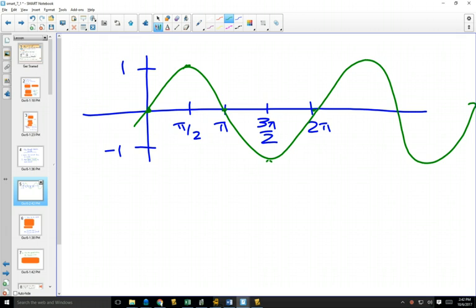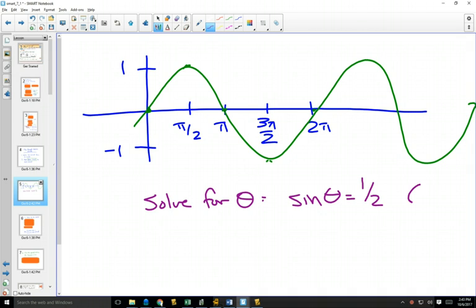So if you were solving this equation, solve for theta, sine of theta equals 1/2 over all the real numbers. What that would mean graphically is on our graph, we would have to find out where 1/2 is. It's right here. If I draw a dotted line across here, and I imagine that dotted line going on forever, how many times would it intersect our sine graph? An infinite amount of times. What's this first time that it hits it?